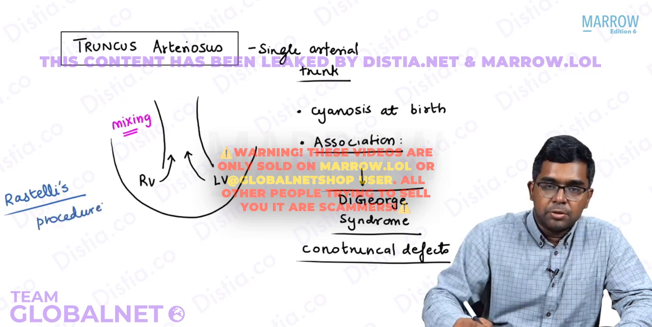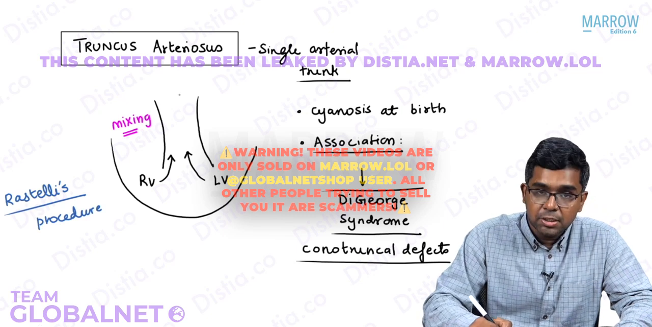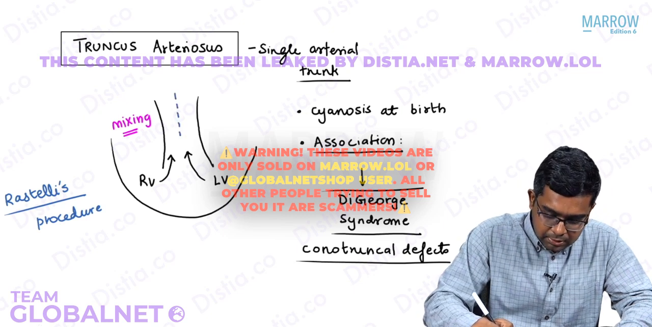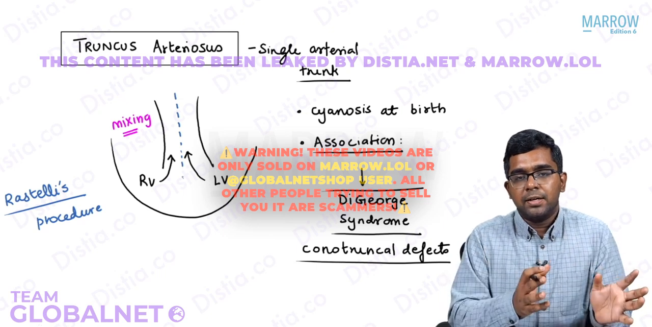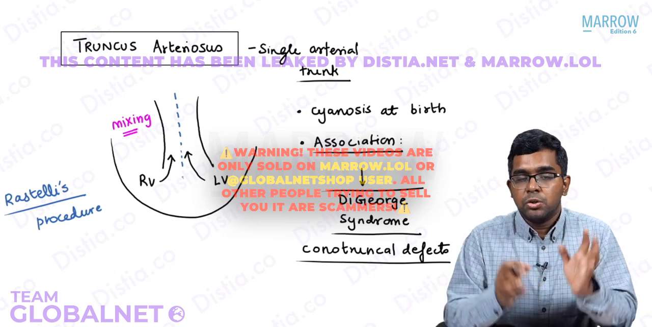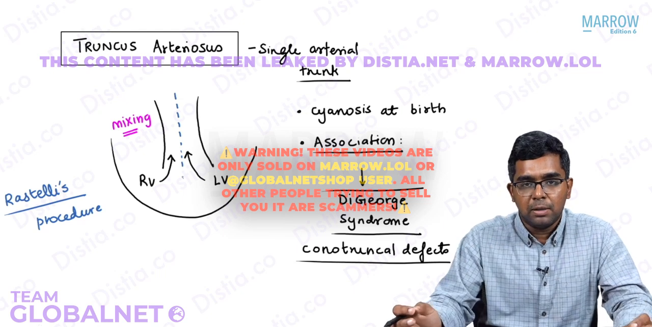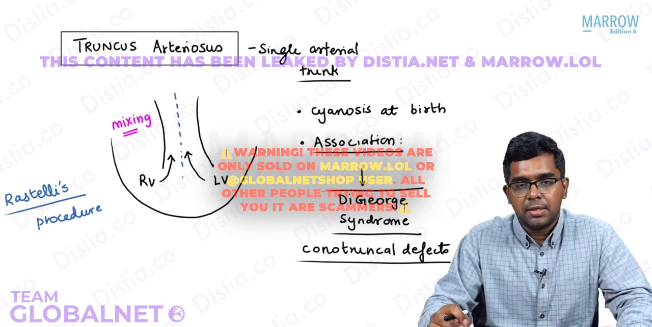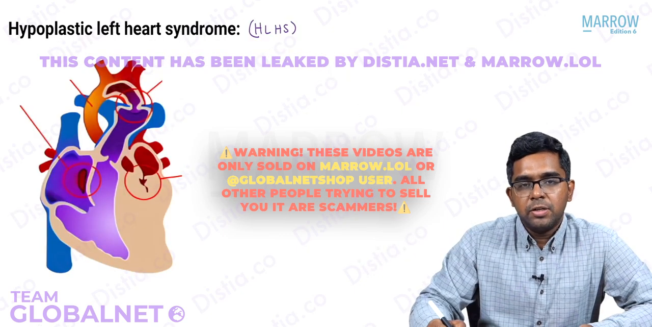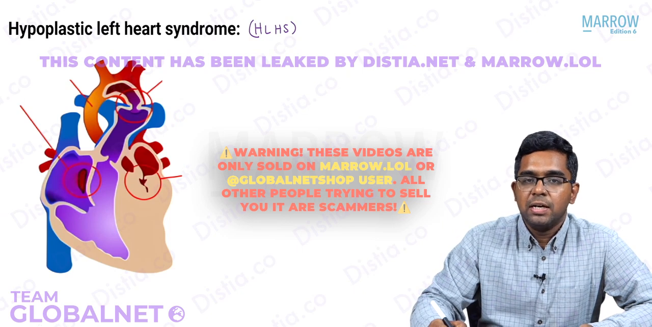Rastelli's procedure is a procedure wherein you create a partition in this truncus arteriosus like this, so that separately the channels for right ventricle and left ventricle is established. So what happened? There is no mixing of blood further, and that results in improvement. This is about truncus arteriosus. The next condition I am going to discuss is hypoplastic left heart syndrome, also abbreviated as HLHS.